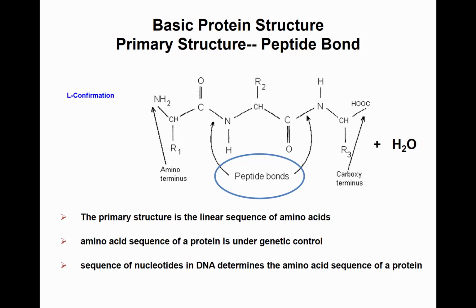The primary sequence or primary structure is the linear sequence of amino acids. That's the definition of the primary structure of a protein. What dictates the amino acid sequence is the genetic coding: the DNA coding, and then the messenger RNA, and then the ribosome will produce the peptide or initiate peptide linkages.